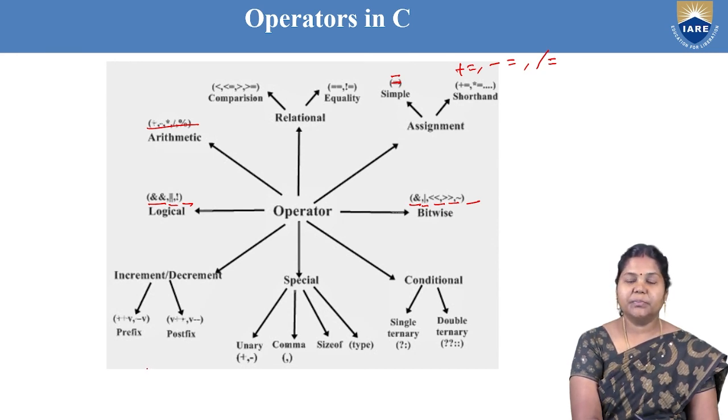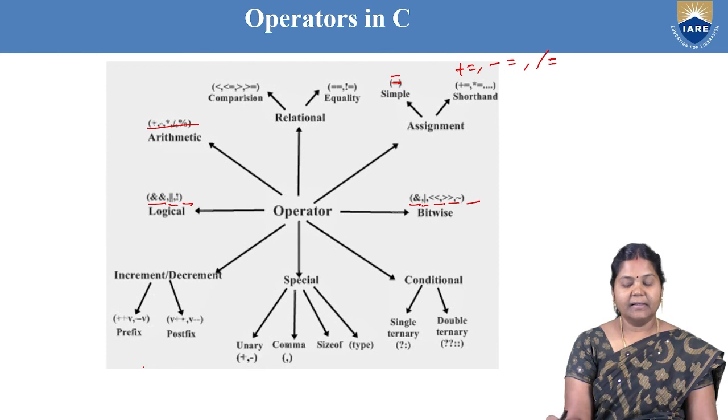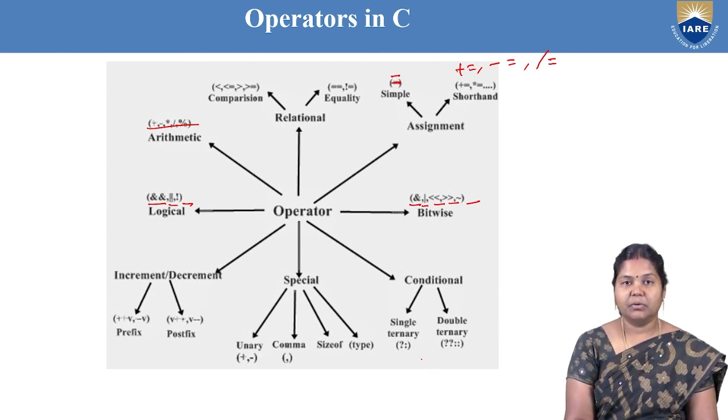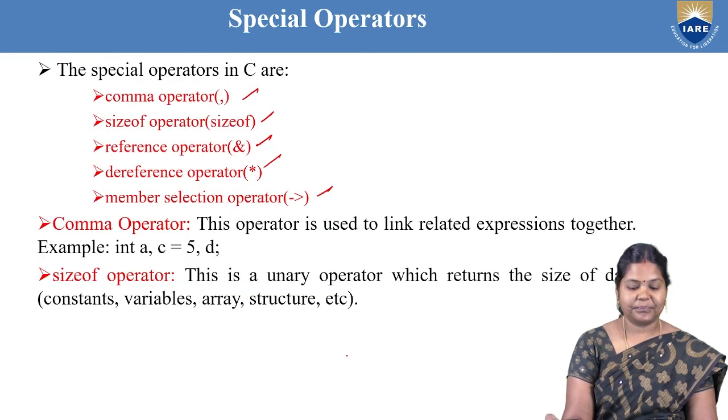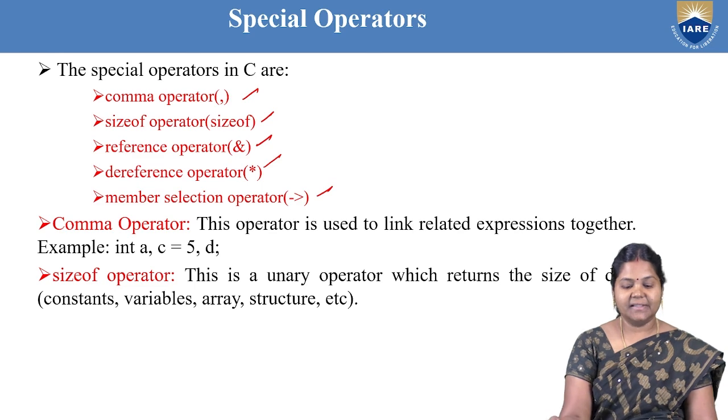Then increment decrement operators are plus plus and minus minus. If it is used before a variable name, it is known as pre-increment or pre-decrement. If it is used after the variable name, then post-increment or post-decrement. Then conditional operators comprise the question mark and colon. It may be a single ternary or double ternary also. And special operators are your unary plus, comma, sizeof operator, and so on. So we have also discussed here the different types of special operators in C language.